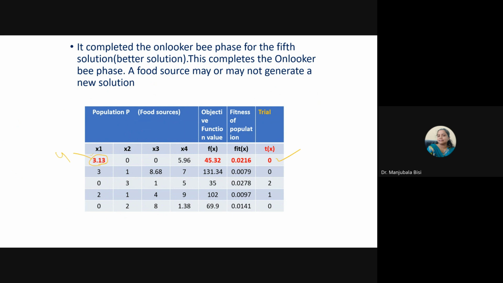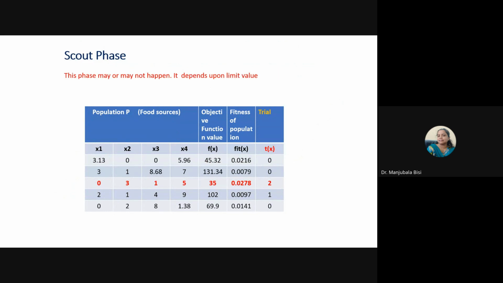So with this, your onlooker B phase is over. We started with 5 random solutions in the population. We applied the employee B phase, and you got a new population. Then we applied the onlooker B phase and we got this population. Next, we have to decide whether to go for the scout B phase or terminate here. The scout B phase may or may not happen. It depends upon the limit value. So for showing what will happen in the scout B phase, I have initialized the limit value equal to 1, right?